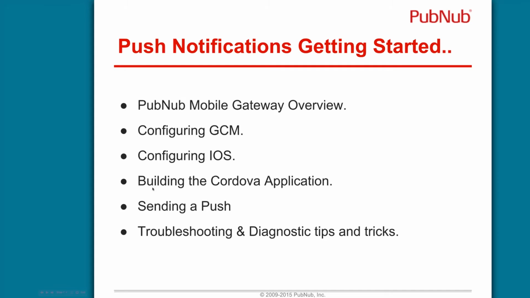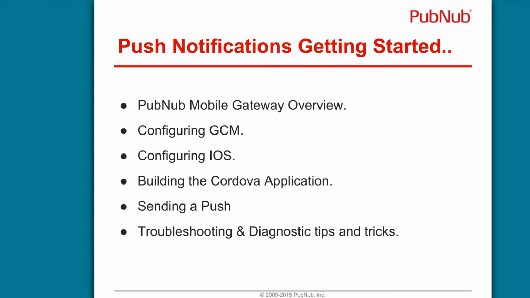Then we're going to look at building a small Cordova app. And for those of you that may not know, Cordova and PhoneGap are essentially the same thing. There are some minor differences there, but we're going to build a Cordova application that plugs into the mobile push gateway and allows your application to receive a push. And then we'll look at what it takes to send a push, and then a few troubleshooting and diagnostic tricks.